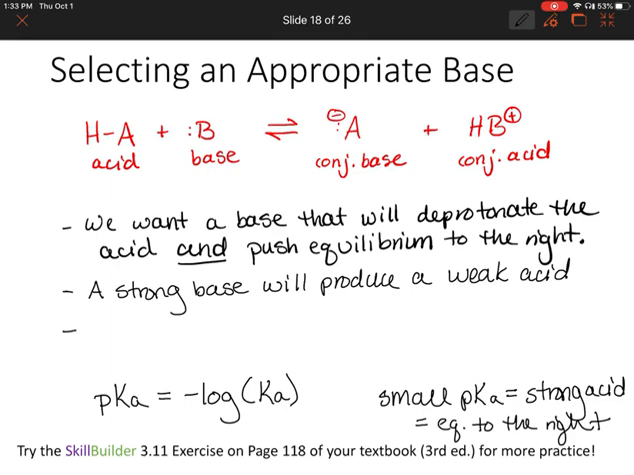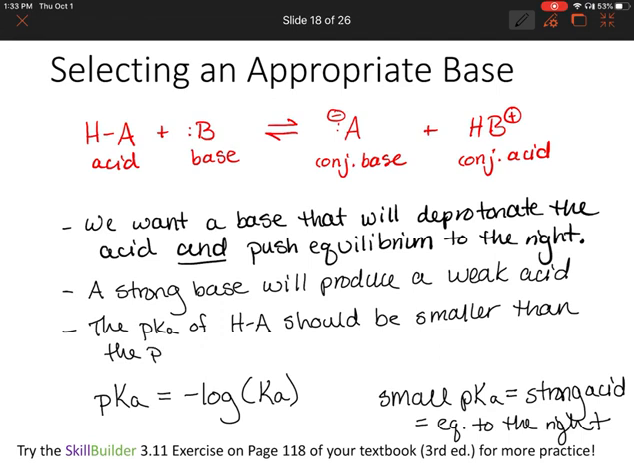Okay, so that means we want the pKa of our original acid to be smaller than the pKa of our conjugate acid. So our original acid has to be stronger than our conjugate acid, and that's because our conjugate acid is coming from our base, and we want the base to be really strong as well. Okay, so everything's related to each other here.